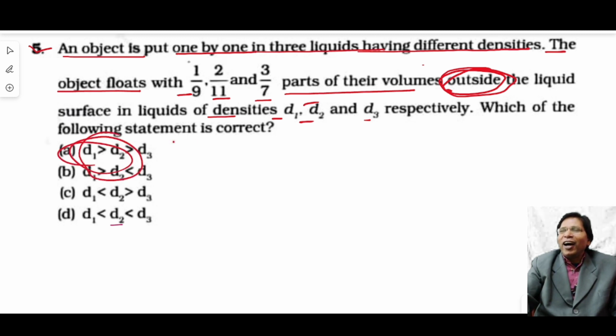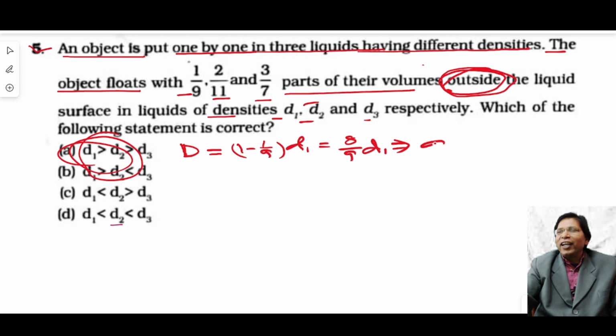Okay, now look at this. The density of the object, capital D, is the volume of the immersed part, that is 1 minus 1 by 9, into the density of the liquid. So this is 8 by 9 d1, understood? So from here d1 equals 9 by 8 D, understood?